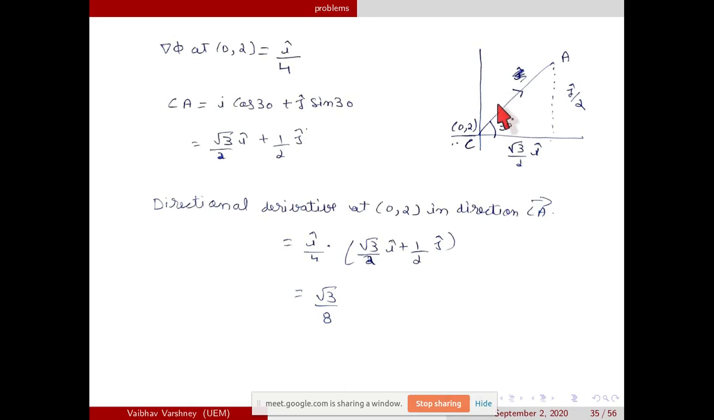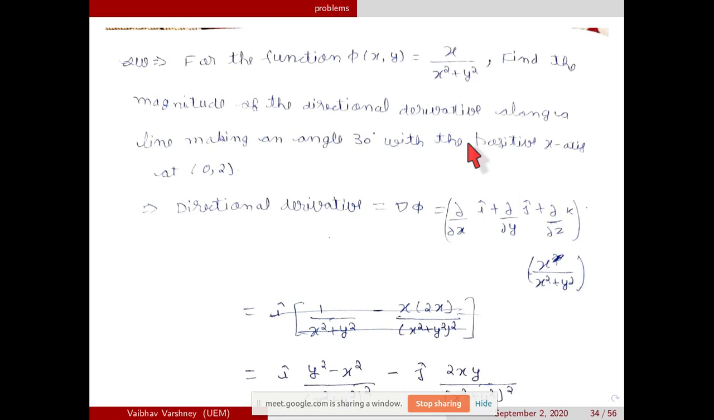Should I start? Sir, please show your answer once. Yeah. The x component is y square minus x square upon x square plus y square whole square. Sir, in the first component of i cap, the numerator is coming x square plus y square minus 2x square. Yes. If you solve it, it will be y square minus x square, na? Right, correct. Now clear? Yes, sir.